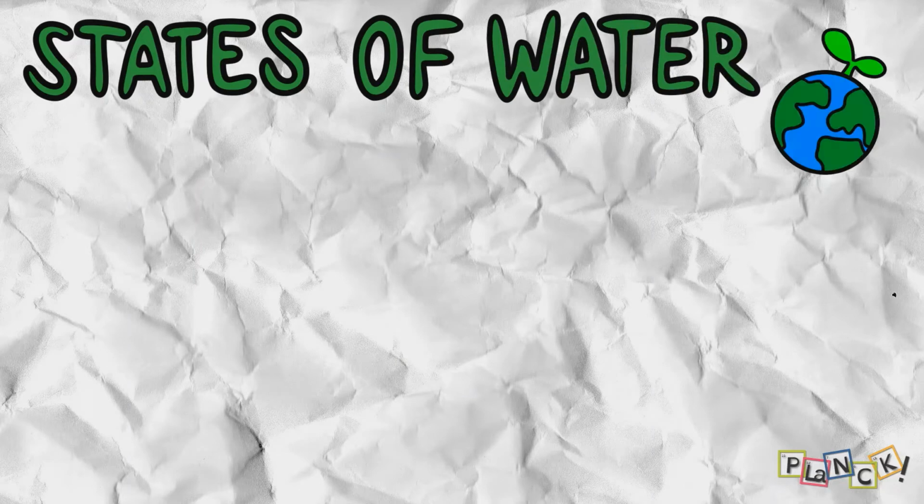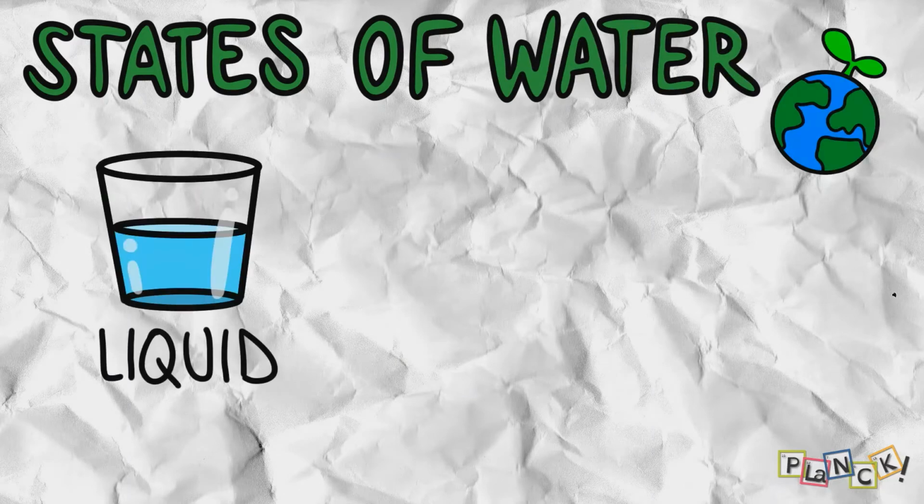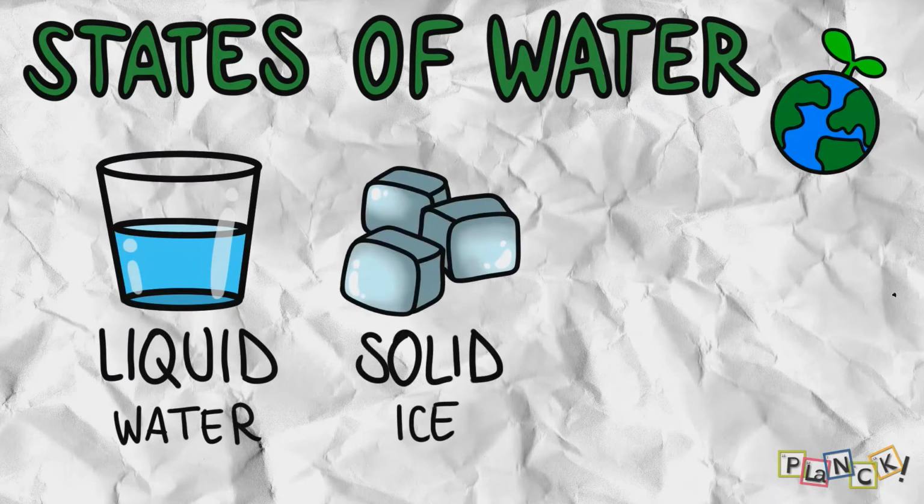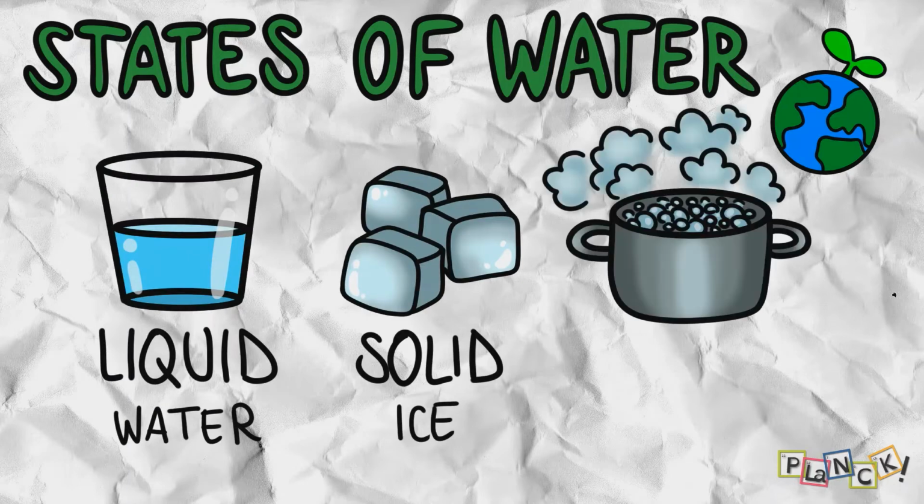Like many other substances, water can exist in 3 different states. It can be liquid, but it can also be solid when it turns into ice, and it can be gas when it turns into gaseous water vapor.